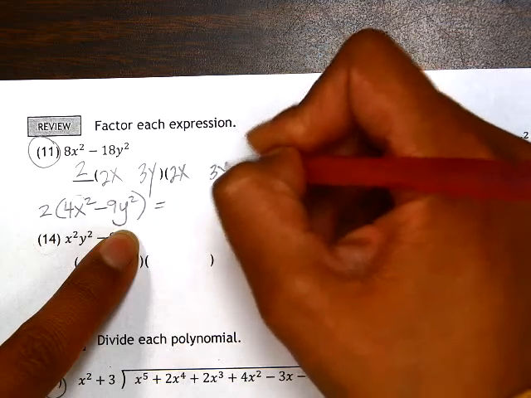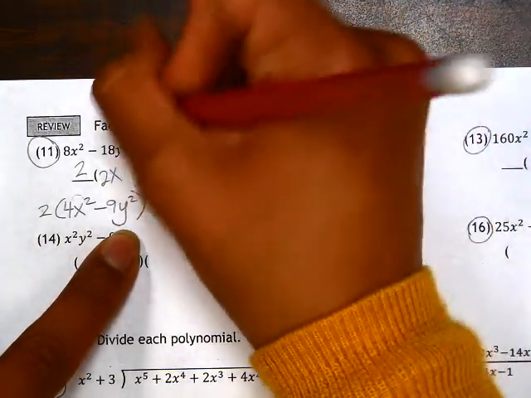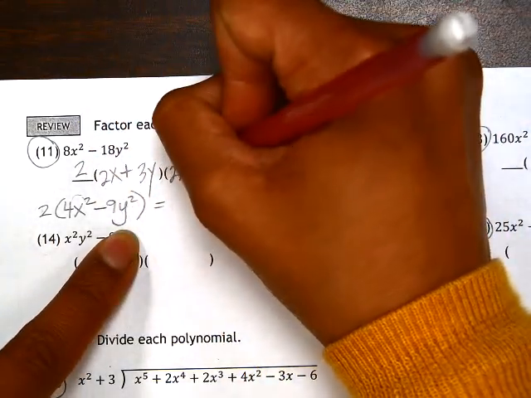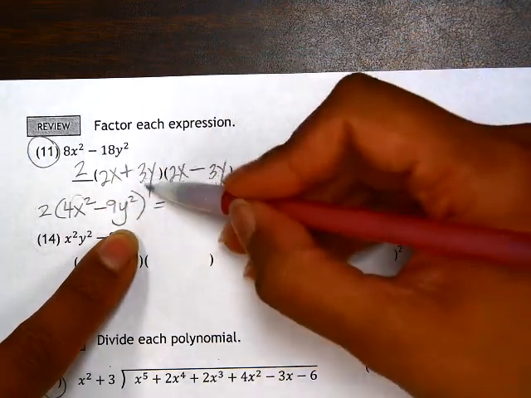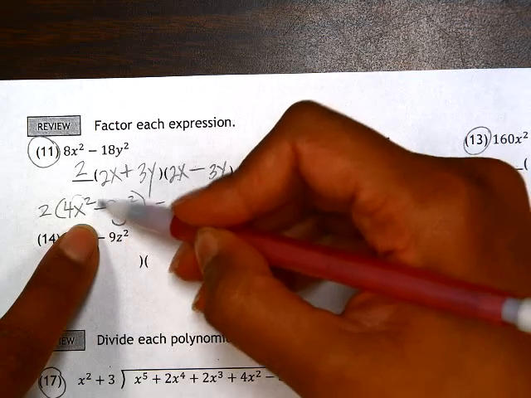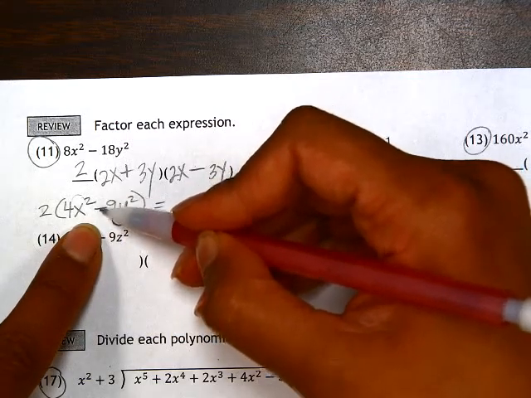And when you factor a difference of squares, you have the same terms. Here they're added, here they're subtracted. And that causes the middle term to cancel out. Negative 6xy and positive 6xy cancel out, which is why we don't have a middle term here.